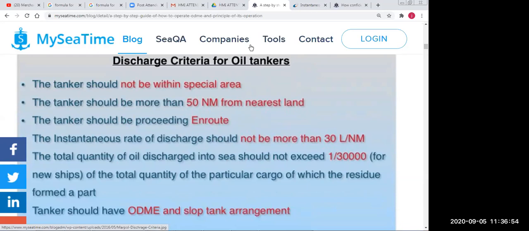Then the next two requirements, which are measured by this ODME: it should not go more than 30 liters per nautical mile. Instantaneous rate of discharge should not be more than 30 liters per nautical mile. That we will see. And next is 1 by 30,000 of the total cargo quantity for new ships. So if your total cargo is 30,000 meter cube, then only 1 meter cube we can discharge, that is 1,000 liters.